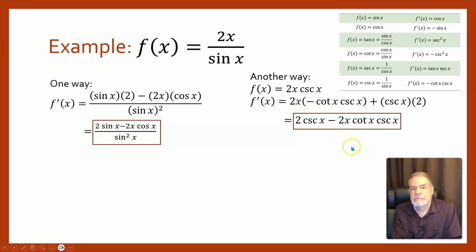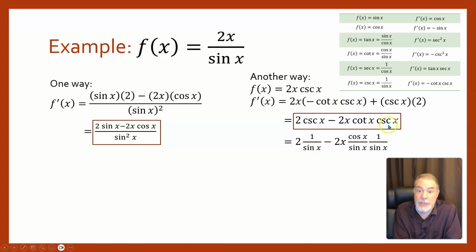But let's see if these two different looking answers that we got are really the same thing. Is 2 cosecant x minus 2x cotangent x cosecant x really equivalent to what we got when we did it the first way? It should be. We should be able to show that. So we can take this cosecant x and write it as 1 over sine x. We can take cotangent x and write it as cosine x over sine x. And this cosecant x is also 1 over sine x.